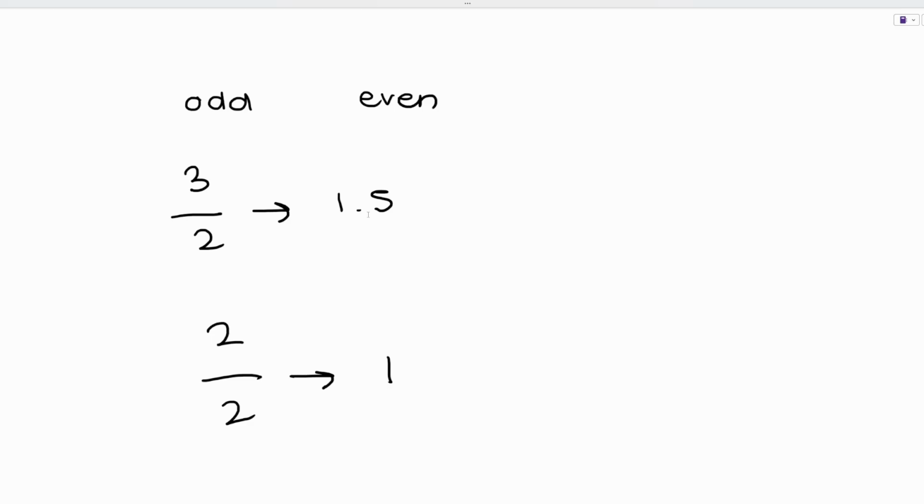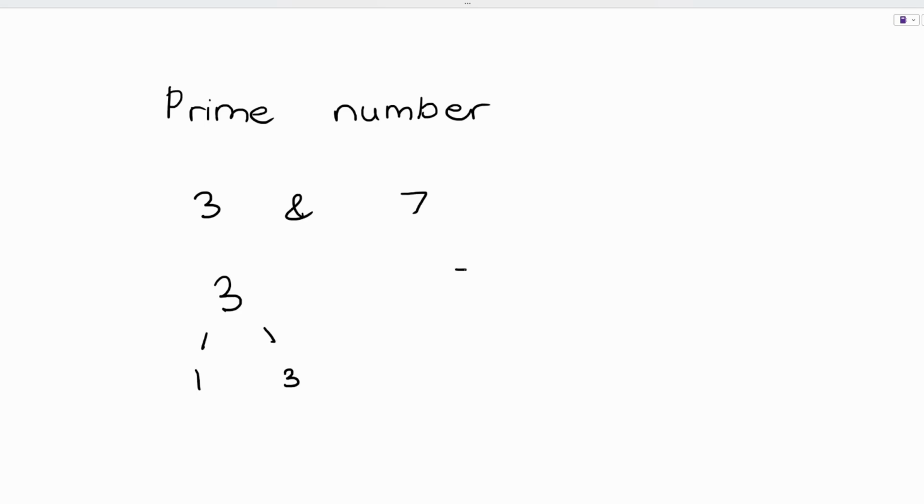Now you also need to understand what are prime numbers. So a prime number is just a number that only has 2 factors, itself and 1. So an example of a prime number would be 3 and 7, because if you were to do the prime tree factorizations for these numbers, it would just give you 1 and 3 or 1 and 7.